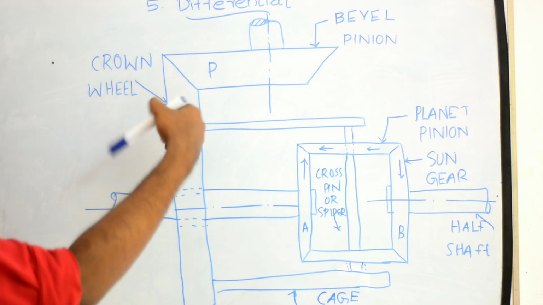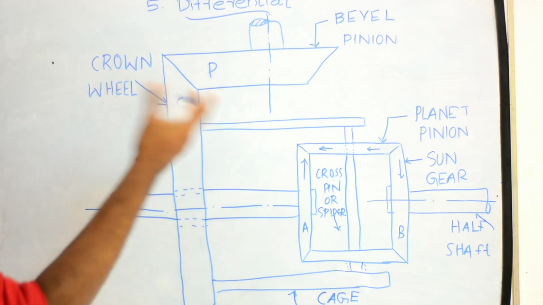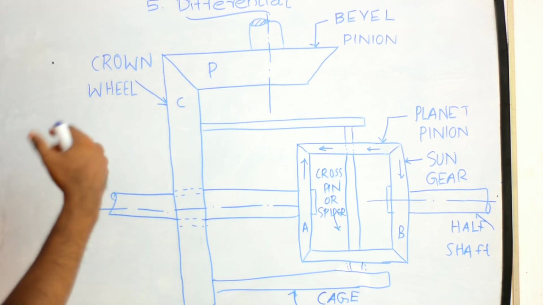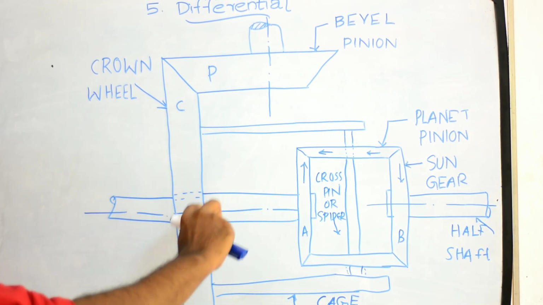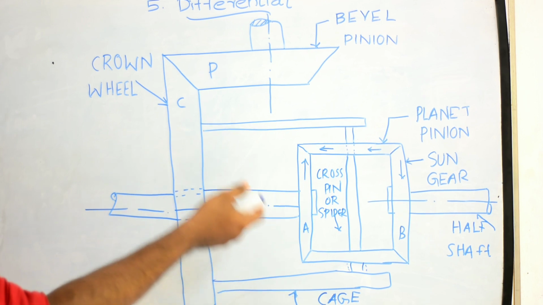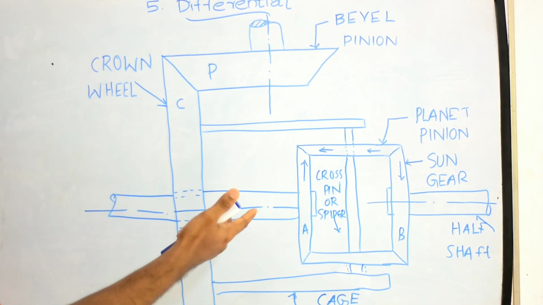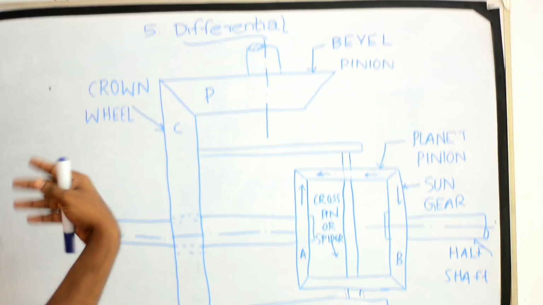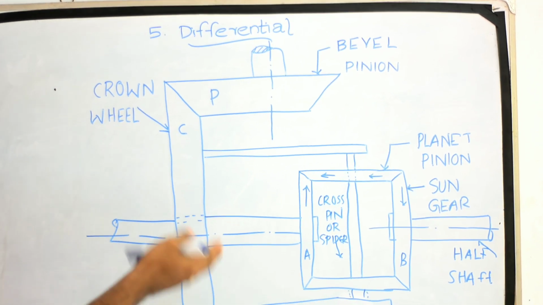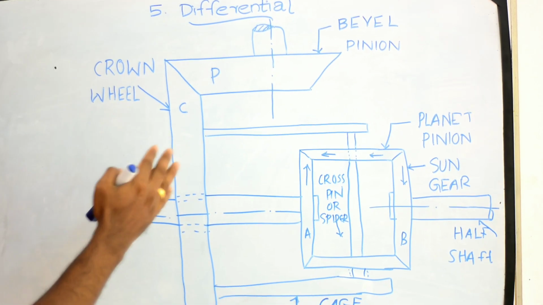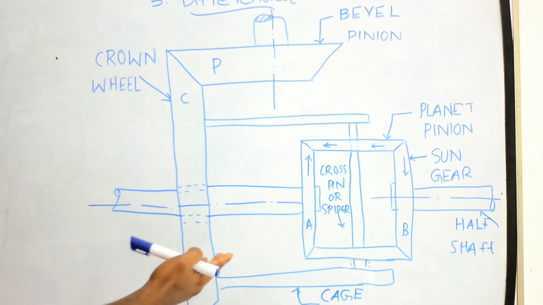The fifth part is the differential. What do you mean by differential? A differential is an arrangement of gears at the end of propeller shaft to allow difference in the speed of rotation between left and right wheels. When the vehicle is taking a turn, the outer wheels have to travel a greater distance compared to the inner wheels in the same turn. A differential takes care of this and prevents skidding.